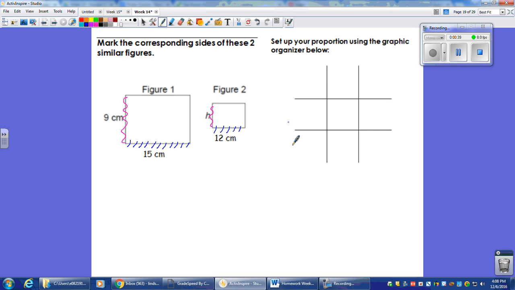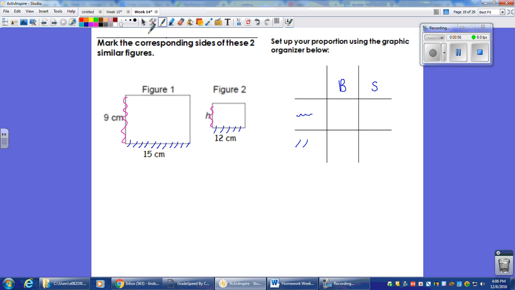Now, I call this the tic-tac-toe method. This is basically setting up a proportion, and it makes it a little bit more organized for me. So I'm going to be going from the big figure, the big rectangle, to the small rectangle, and I'm going to be putting squigglies on top of dashes.